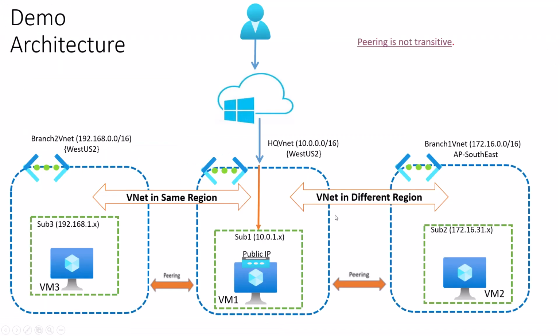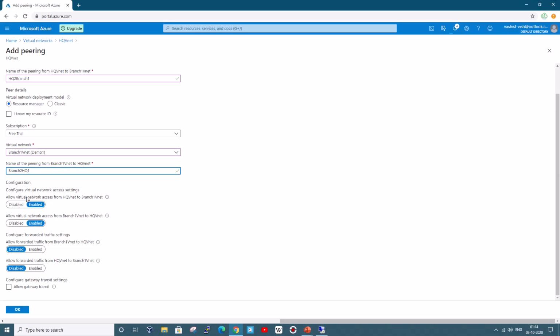So it's asking whether you want to give access from this headquarter 1 to branch 1, and the second question says whether you want to give access from branch 1 to headquarter 1. So we keep both enabled because we need this to work from both directions.